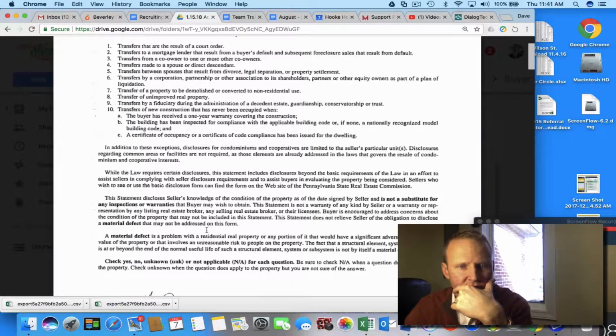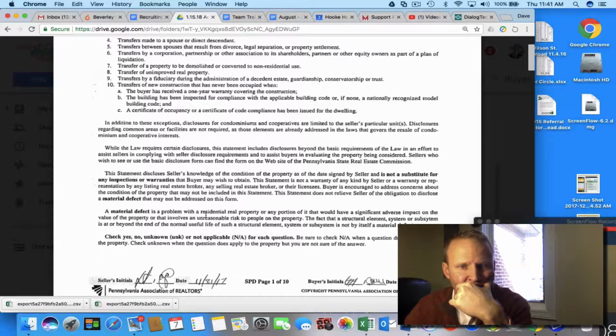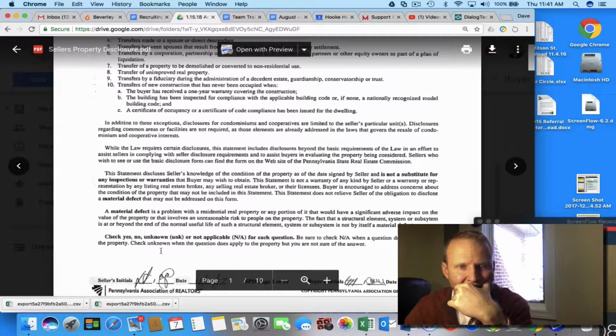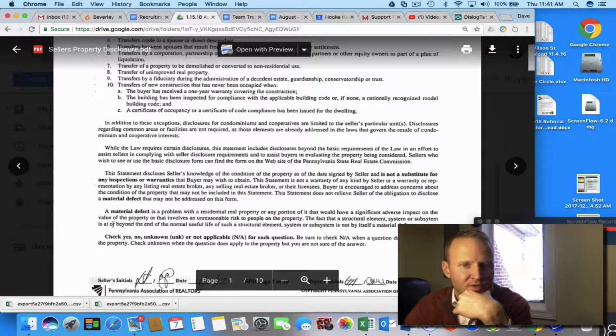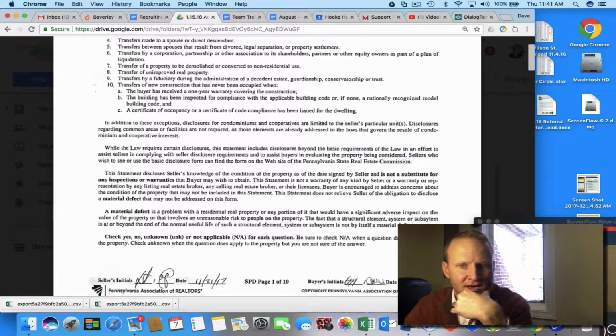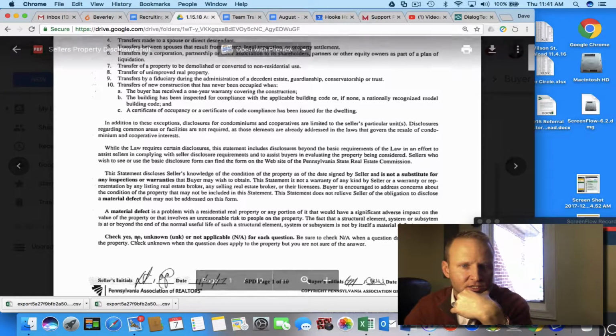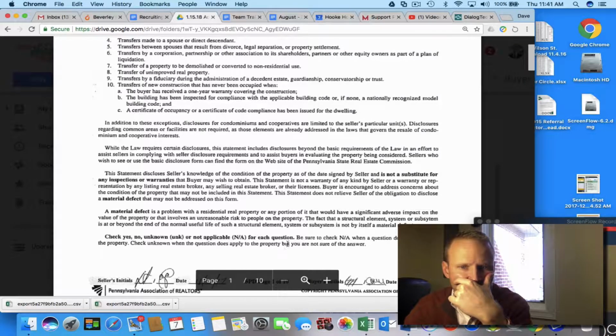The statement does not relieve the seller of the obligation to disclose a material defect that may not be addressed in this form. A material defect is a problem with a residential real property or any portion of it that would have a significant adverse impact on the value of the property or that involves an unreasonable risk to the people on the property. The fact that a structural element, system, or subsystem is at or beyond the end of its useful life is not a material defect. Check yes, no, unknown, or not applicable for each question. Be sure to check NA when a question does not apply to the property. Check unknown when the question does apply to the property, but you are unsure of the answer.